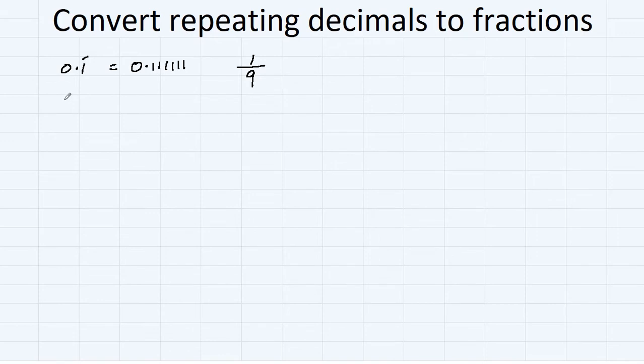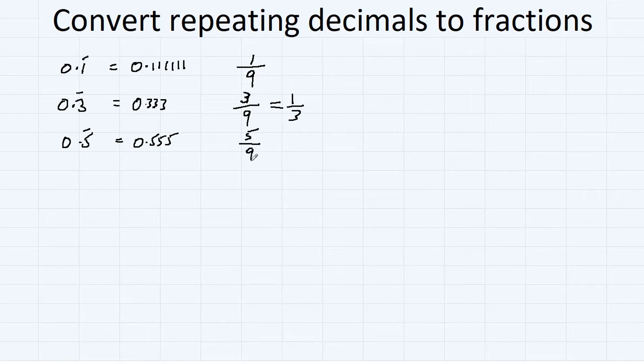Let's try another one. Let's try 0.3 reoccurring. This is 0.333, etc. Again, divide it by 9. So we end up with 3 over 9. We've now got to simplify this, so this becomes 1 over 3. 0.5 recurring is 0.555, etc. So this becomes 5 over 9.